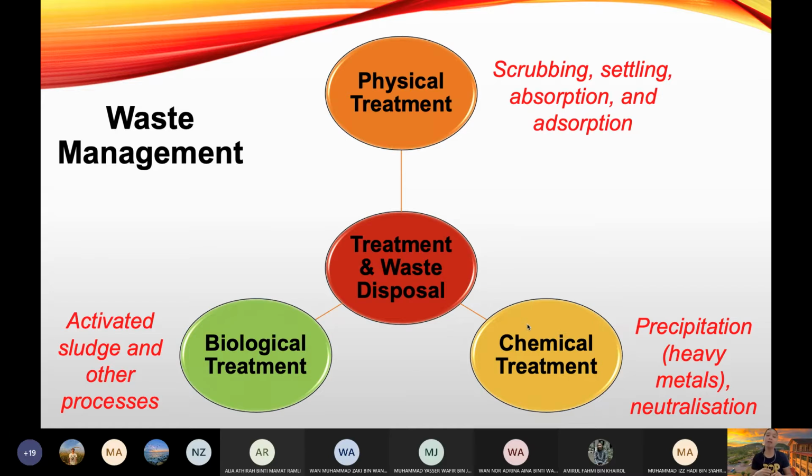Or if let's say your liquids are acidic or basic, you may choose to neutralize first. Sebab nak dispose acidic and basic, of course it's not as easy as releasing a neutral pH of liquid. So kamu mungkin choose to neutralize first your liquid. So mungkin kamu boleh check liquid kamu tu acidic ke basic. Adakah, is there any way for me to actually neutralize it first? Next one, biological treatment. So this may be activated sludge and a lot of other processes as well.